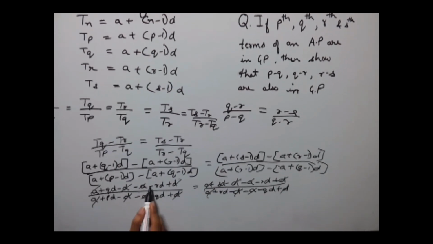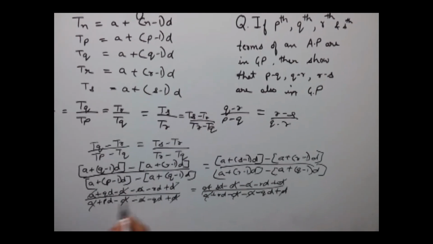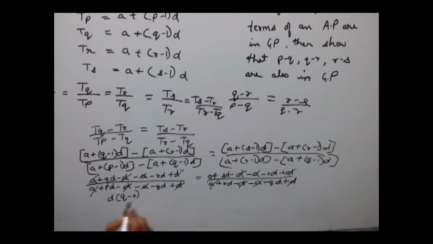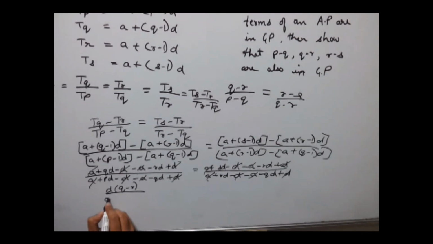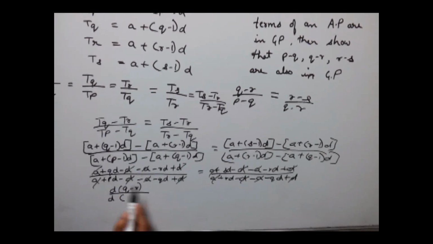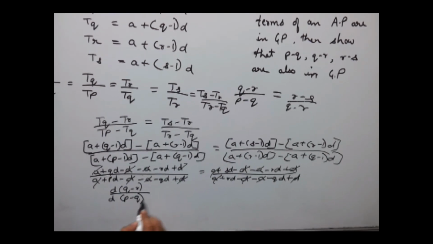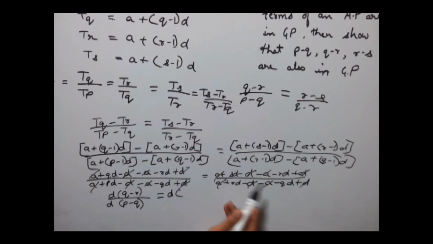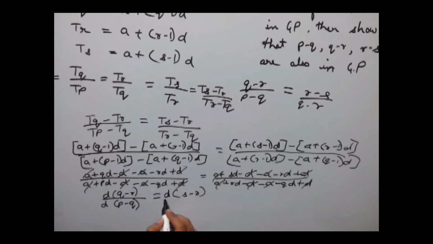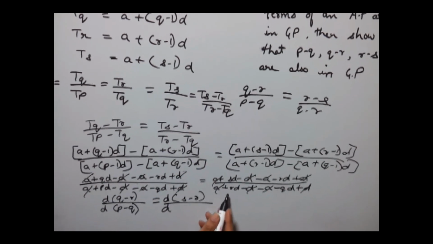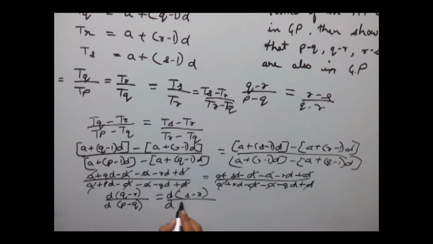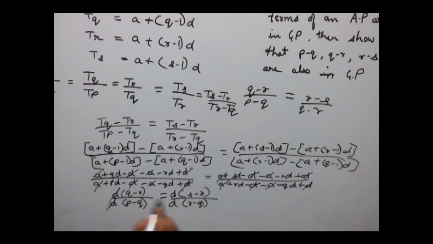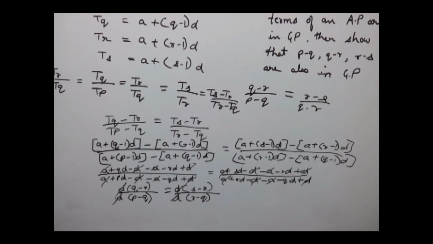Here we will get QD minus RD, and taking D common, we will get Q minus R upon, similarly taking D common from the denominator will give us P minus Q, equal to, taking D common from here also, we will get S minus R, upon taking D common from the denominator, we will get R minus Q as the answer. So cancel D, and this is the required answer.